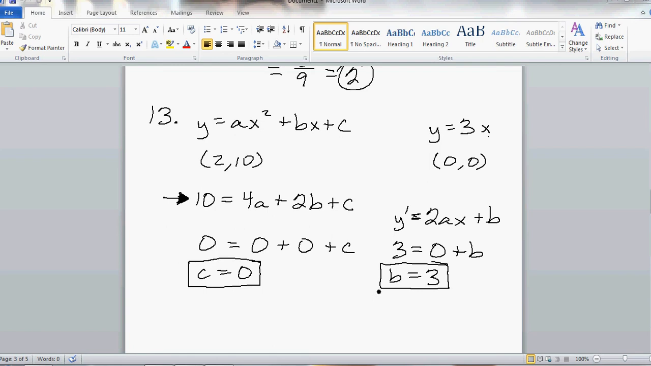Now it says to find a, b, and c. Well, we found b and c. The only thing we have to do is find a now. That's when we have to come back to this one. This gave us a little bit of information, but not enough to work with.